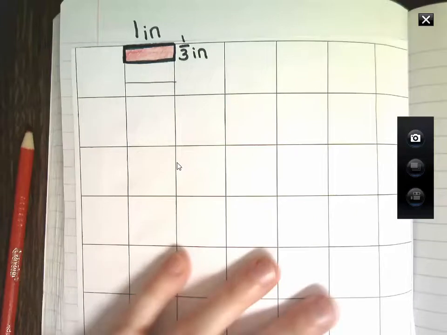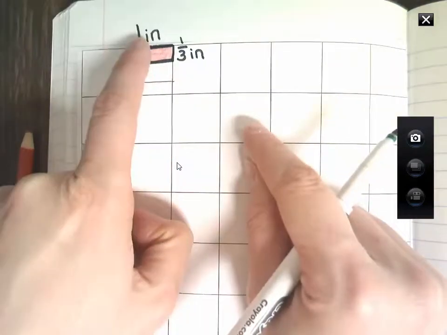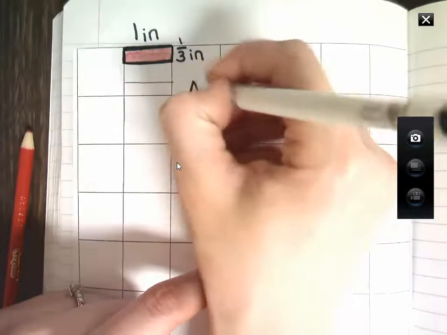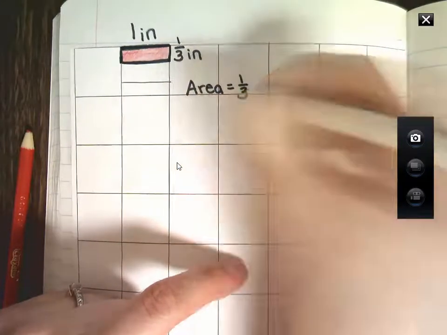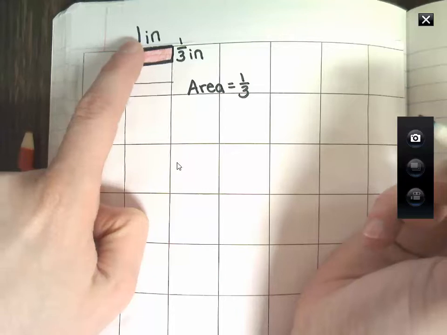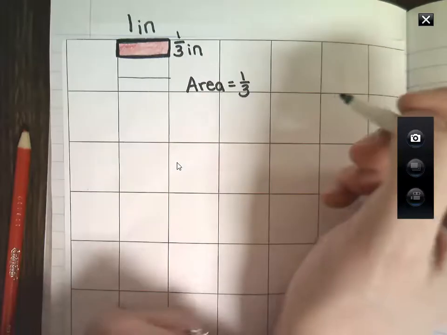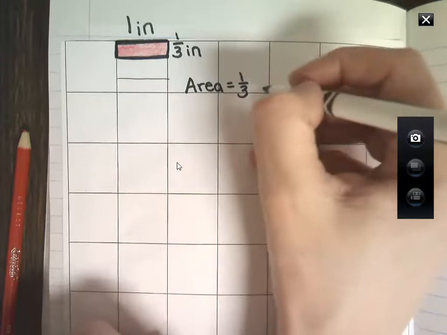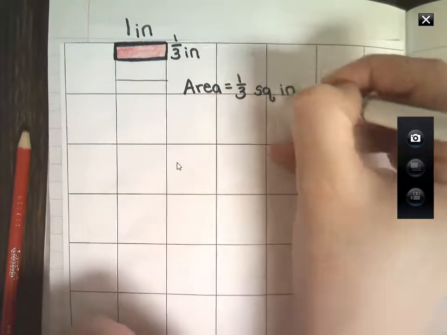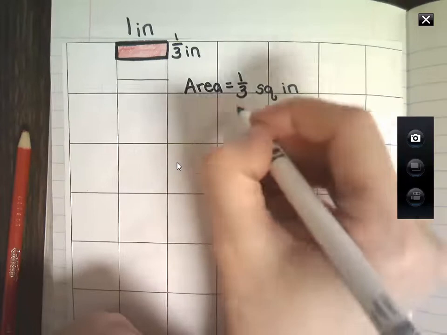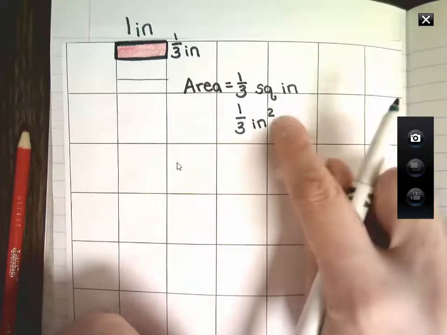Okay, now let's find the area of our rectangle. Remember, area is length times width. So if we multiply 1/3 times 1, the area would equal 1/3. Remember, any number times 1 is going to be that same number. So without even multiplying, I know it's going to be 1/3. Now, there's different ways to write this area. We can write 1/3 square inch, or you could write 1/3 inch squared, and that's using your little exponent for the squared.